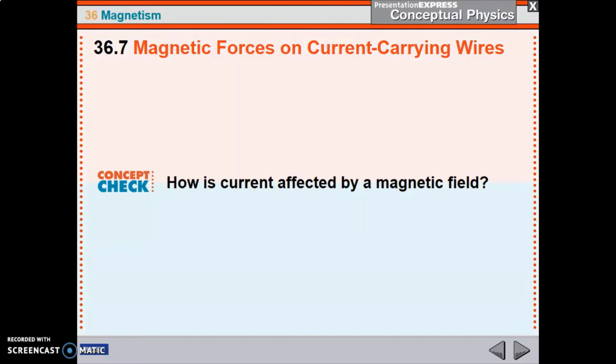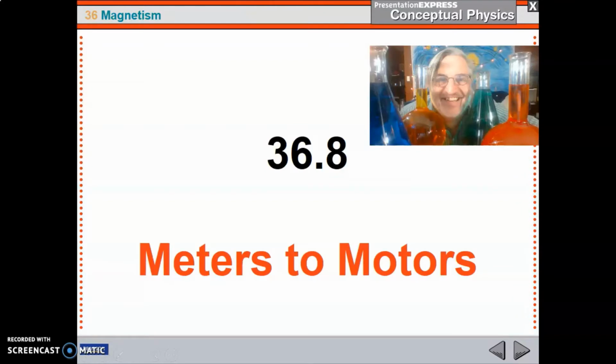So, this section, how is current affected by a magnetic field? It gets pushed around. If you don't understand that at all, then you need to go back and rewatch section 7. Now we are going to go on to section 8, which is the culmination of all of this. We start with a meter, and then we build a motor.